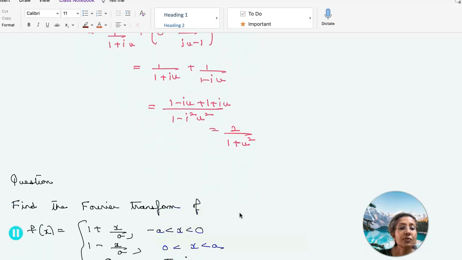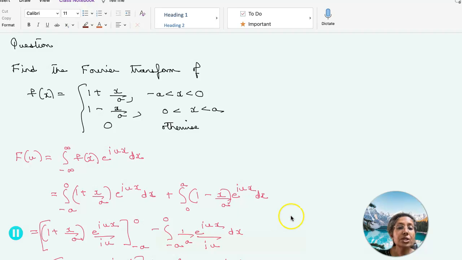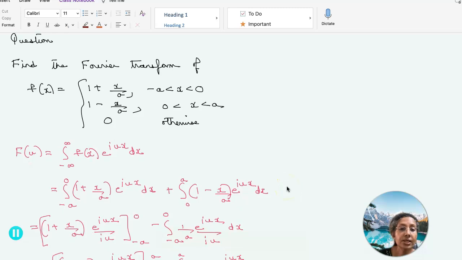Coming to the next question, find the Fourier transform of f(x) equal to 1 plus x by a when x lies between minus a to 0, equal to 1 minus x by a when x lies between 0 to a, equal to 0 otherwise. So as usual, F(u), the Fourier transform, is integral minus infinity to infinity f(x) e raised to iux dx. That will be integral minus a to 0, (1 plus x by a) e raised to iux dx, plus integral 0 to a (1 minus x by a) e raised to iux dx.